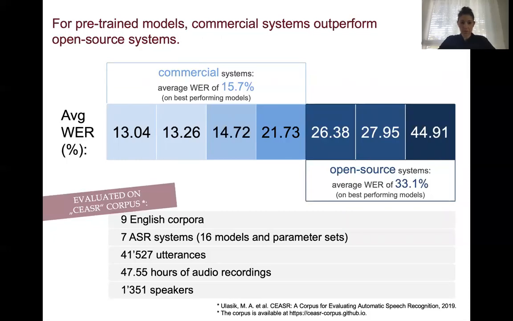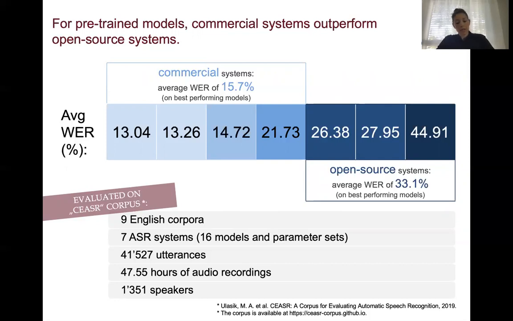The first four systems are commercial tools. These are the average word error rates of the best performing model of each system on all corpora. The last 3 systems are open source, and their average word error rate is 33.1. So the difference is quite high.